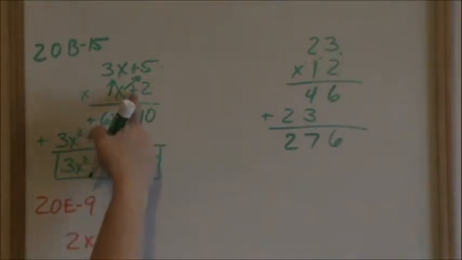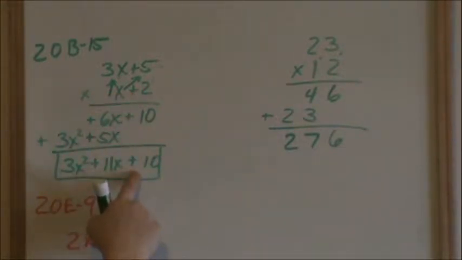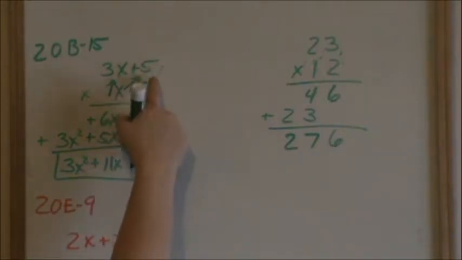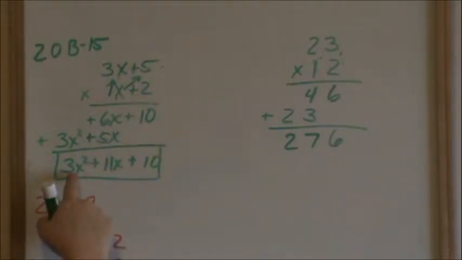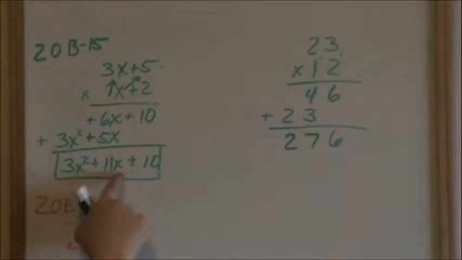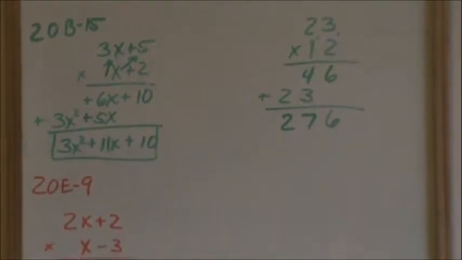When you multiply 2 binomials together, you should get a trinomial for right now. So multiplying 2 binomials, we ended up with 3 terms. We cannot simplify this any more than this. You cannot add x squareds to x's or x's to whole numbers. Okay? Let's look at 20e number 9.